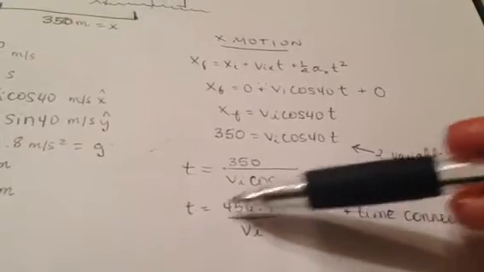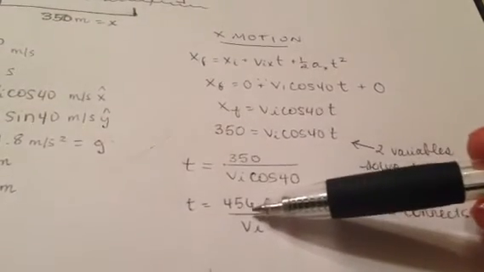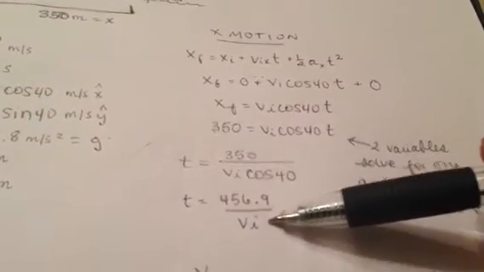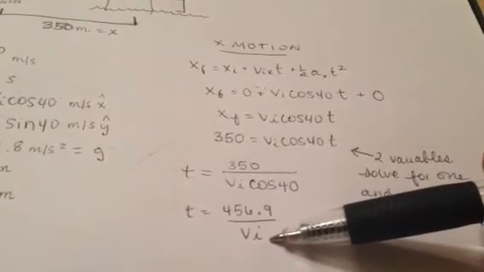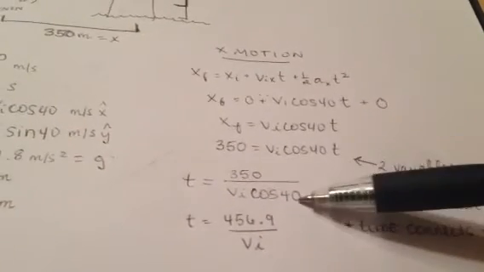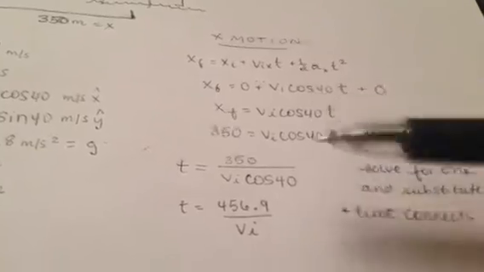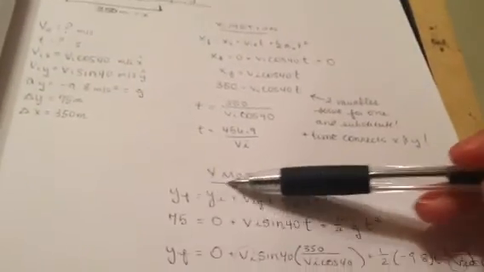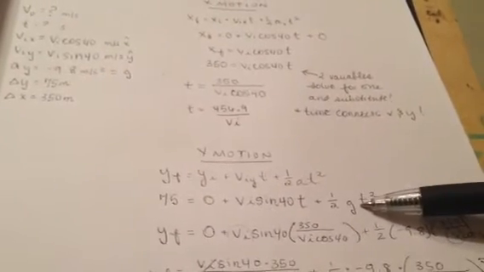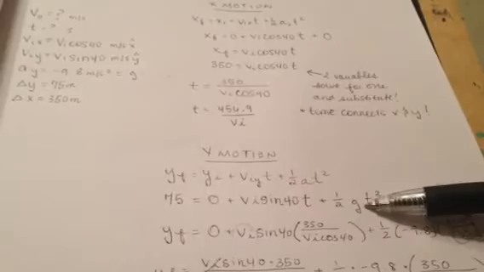So we know that time equals 456.9 divided by the initial velocity, and we just found that by plugging this into the calculator. When we are trying to find the y motion, we are going to use the same exact kinematic equation, but for the y component. But in this case, the acceleration is not 0. It's the magnitude and direction of gravity. So we're going to use negative 9.8 here.